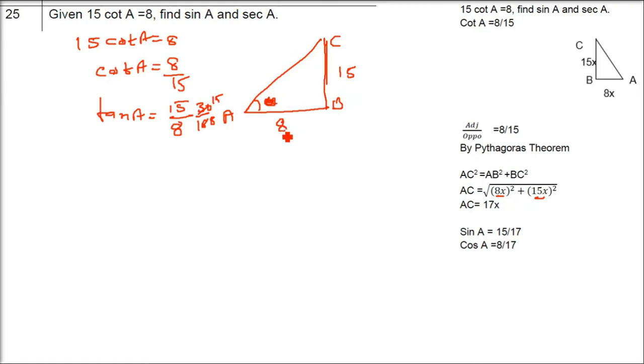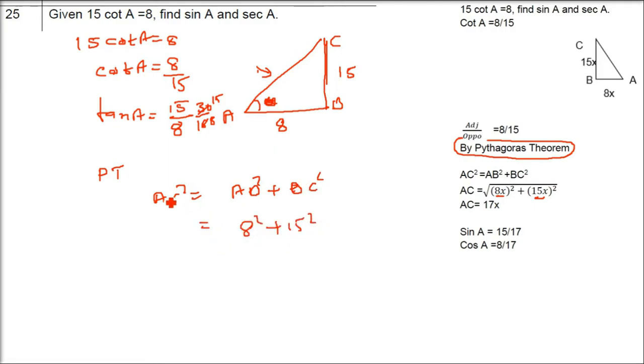Now we'll use the Pythagoras theorem, 15 and 8. We know how to find the third side. You have to write like this, by Pythagoras theorem, AC square equals AB square plus BC square. And since this is 8 square, 15 square, the sum is 289, and when you take the under root, under root of 289 is 17. So this side will come as 17.